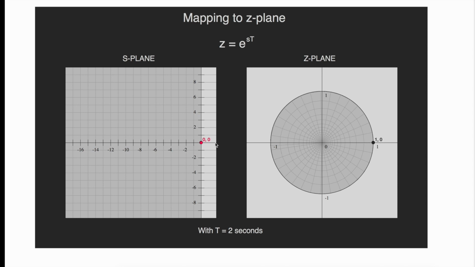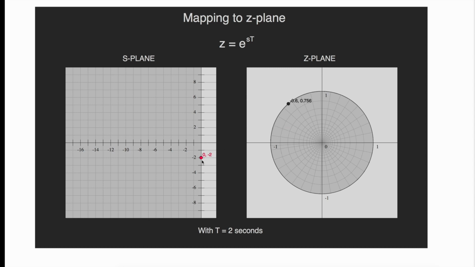Now, if I move that red dot to about minus 1, 0, you can see the black dot moves inward towards the origin. And if we keep going more negative in the s-plane, it pretty much maps right onto the origin of the z-plane. And if we start heading up the j omega axis, the black dot follows the perimeter of the unit circle. That's because the j omega axis maps to the unit circle in the z-plane.